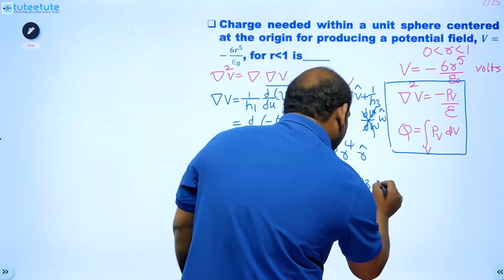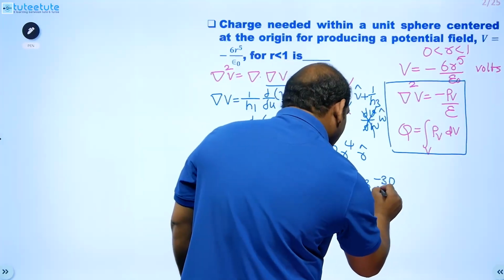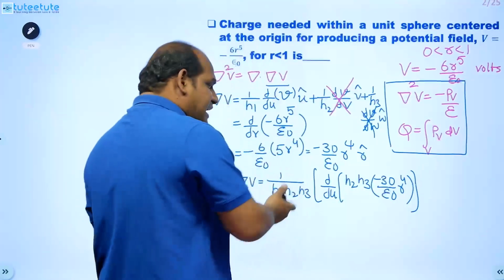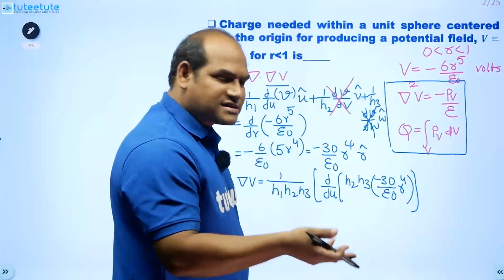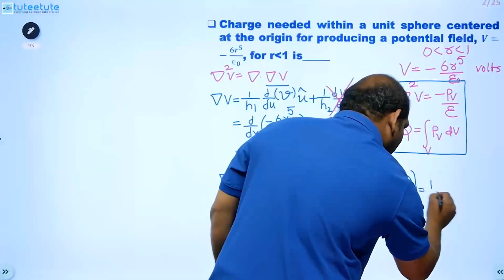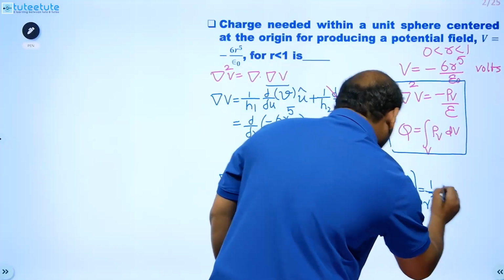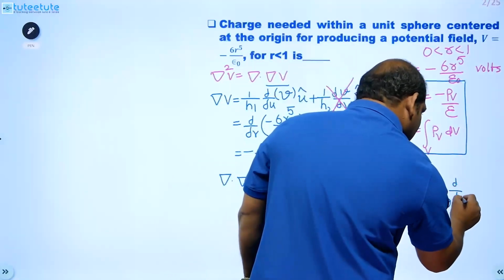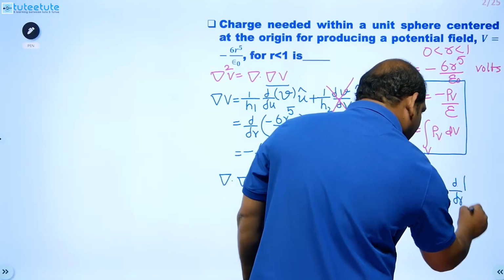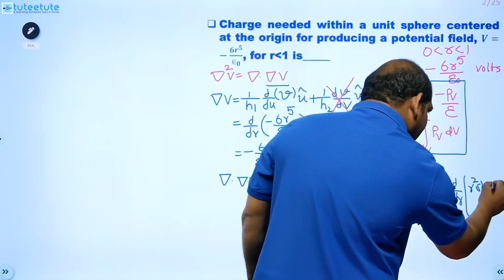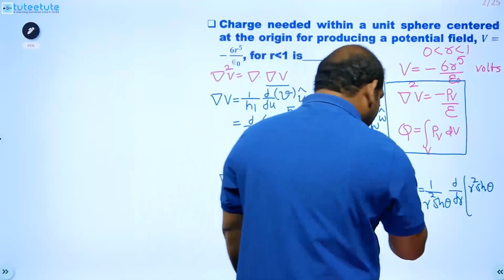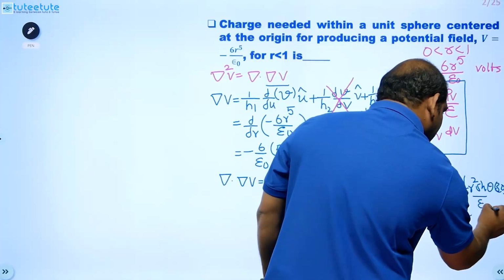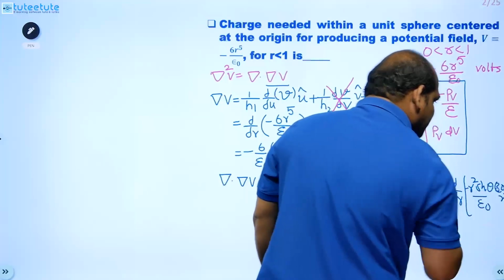So that is what I am writing here, minus 30 by epsilon naught into R power 4. Now you can take H1, H2, H3 values as 1, R, R sin theta, then it can be written as 1 by R square sin theta, and here we will get H2, H3 as R square sin theta. So dou by dou R of R square sin theta multiplied with minus 30 by epsilon naught into R power 4. This is what we got.